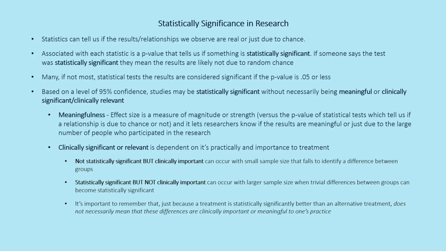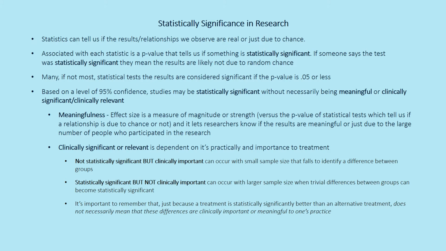Meaningfulness in a study can be measured by something we call effect size, and that is a little bit different than p-value. Effect size is determined by the number of participants we have in the study. Clinically, though, significance or relevance is dependent on its practicality or importance in treatment. So let's take a look at how the size of our population or our sample size has an effect on showing whether or not a study is statistically significant.